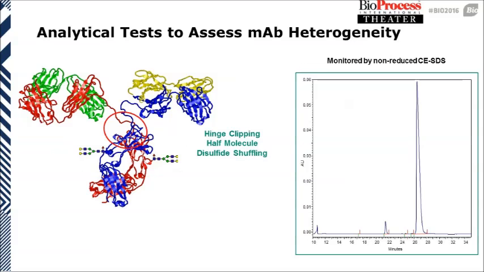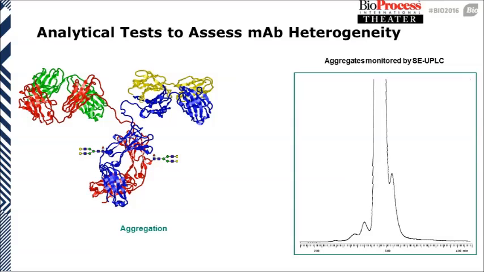After that, you've got to worry about the molecule clipping, forming half molecules, disulfide shuffling. So again, there's another assay there. We monitor that by traditionally capillary electrophoresis, SDS. And then after that, you've got all those motifs, and then the molecule starts to aggregate. So then you've got another assay you've got to pile on top of that. So then we use size exclusion UPLC to start looking at the aggregates. So you can see here we've got 4 or 5 different assays just to look at the various heterogeneity.